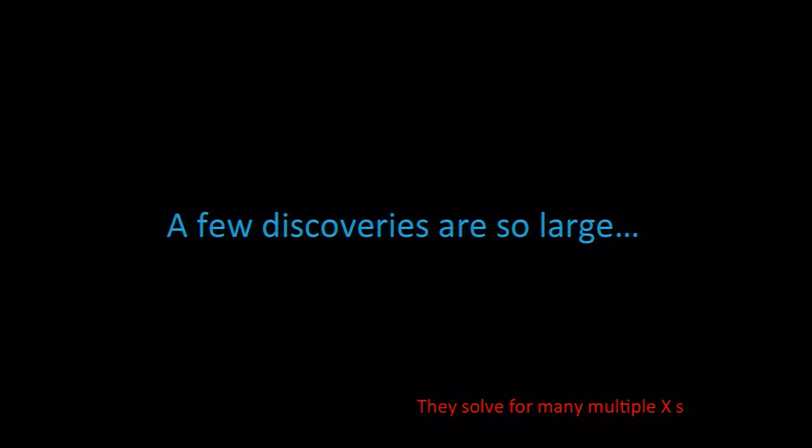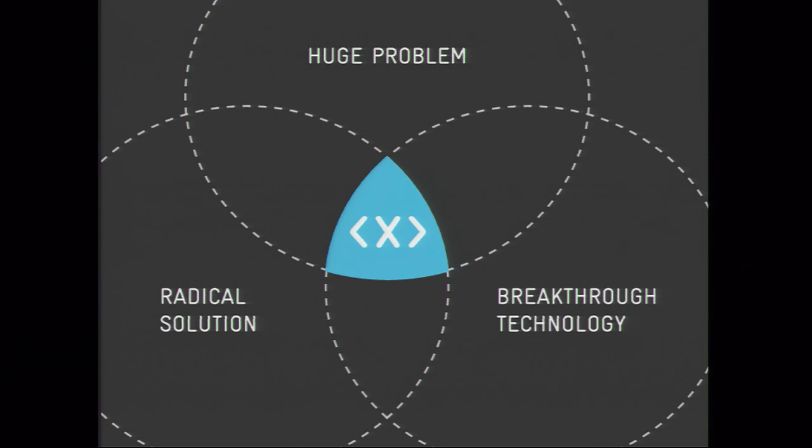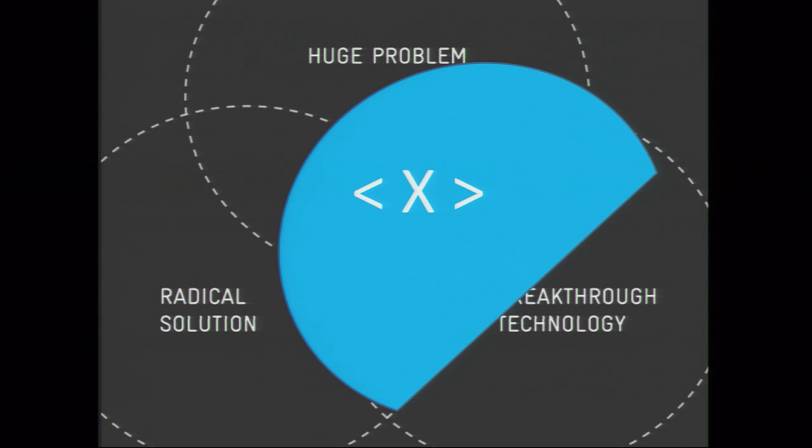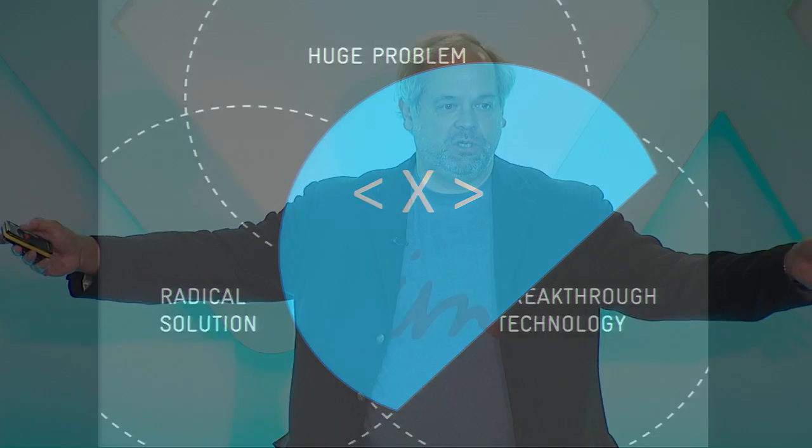And that means that a few discoveries become so large that they solve not for one X, but for multiple X's. And that's what makes this area so interesting, right? The argument I'm going to make is that when you take a diagram like this and you begin to talk about synthetic biology, it actually becomes something that looks like this. The overlap, the Venn diagram just becomes huge and really unintended consequences as you go forward.